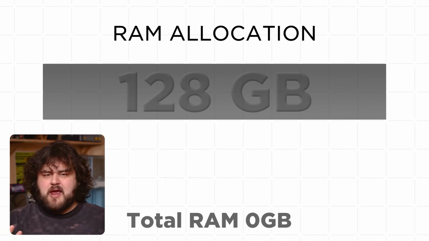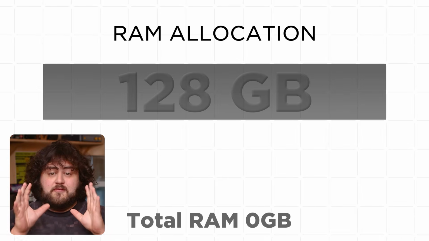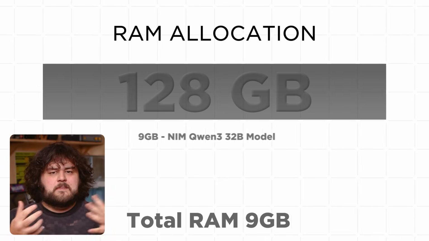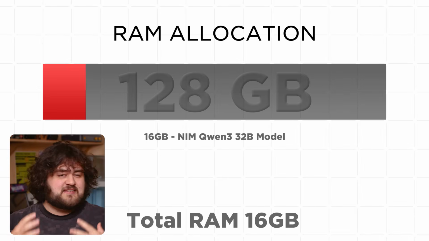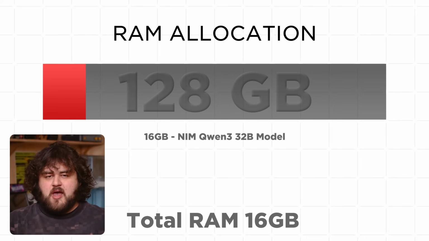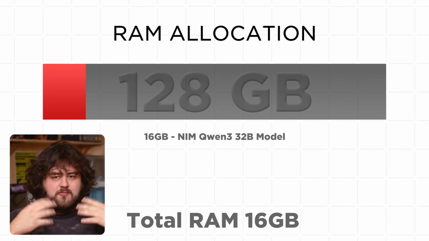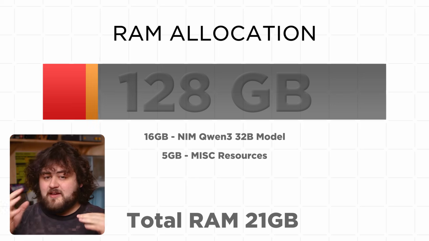This Qwen model looks like it's using an ungodly amount of RAM, but this is actually just NIM allocating those resources to our Qwen model in case it needs it. How much RAM does it actually need? Well, that really depends on your setup. The Qwen model itself is using about 16-ish gigabytes of RAM. NIM and all the other bits of machinery to run the model are probably about 5 gigs of RAM.